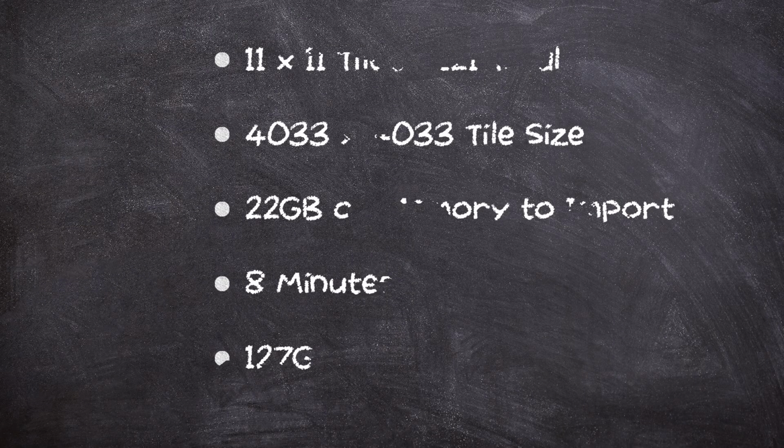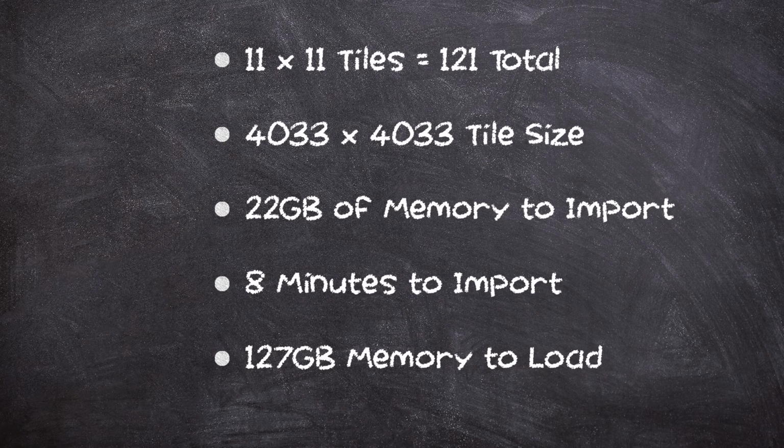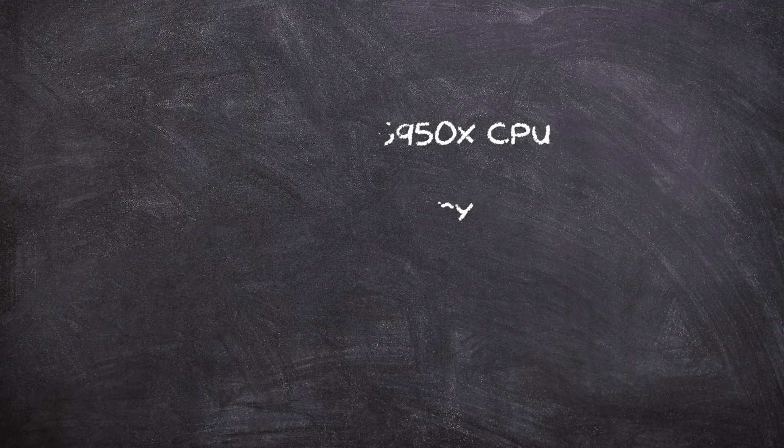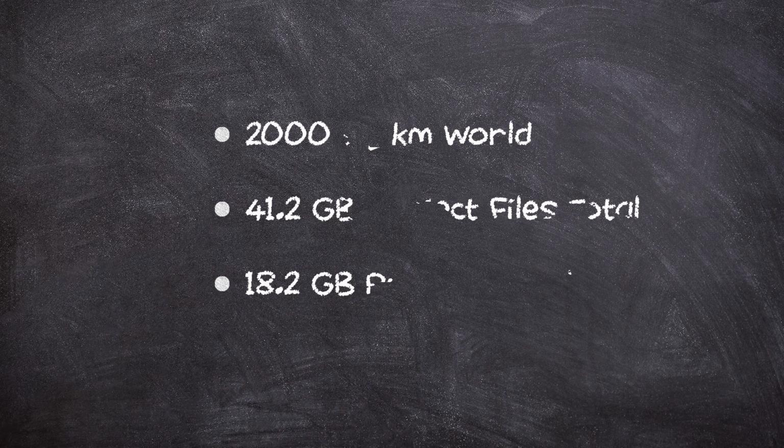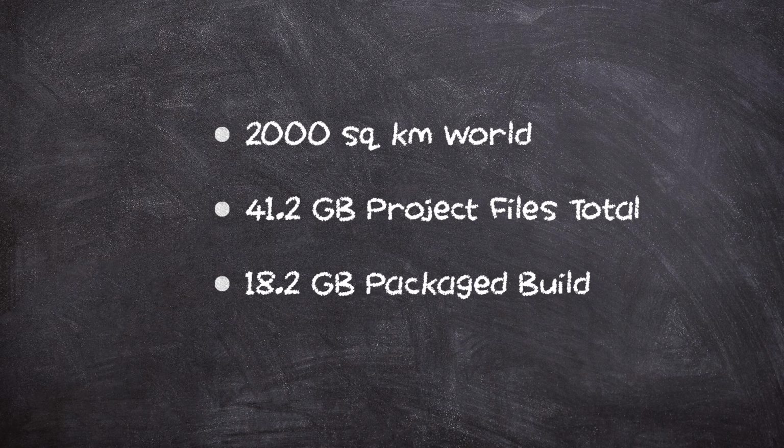When importing all 121 tiles of height maps with an auto material into the Unreal editor, it consumed 22 gigs of memory. Importing the tiles took 8 minutes. It required 127 gigs of memory to load all levels. This leaves no system memory remaining for other assets such as meshes. Saving the levels takes more than 3 minutes with long freezes of the Unreal editor after that. The computer system is an AMD R9 5950X processor, 128 gigs of memory, RTX 3080 GPU with SSD and NVMe drives. The source project files for this 2,000 square kilometer world total 41.2 gigs.